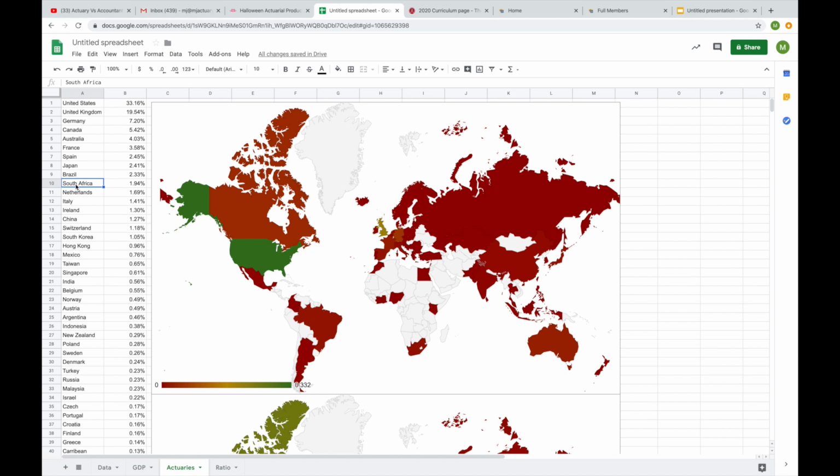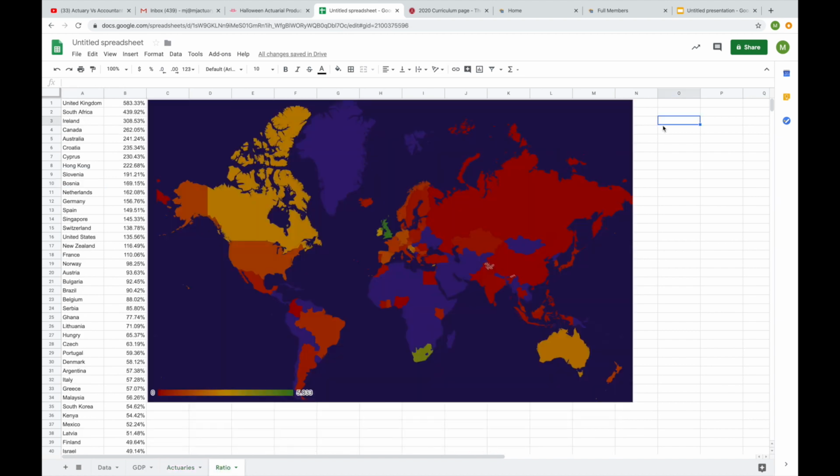So what I wanted to do in the final map was to look at the ratio between GDP and actuaries. If we look at this purple map, funnily enough, South Africa is second, which means we've got a very, very small GDP, but a significant share of the world's actuaries. The biggest one is the United Kingdom, but I think that this number is skewed.